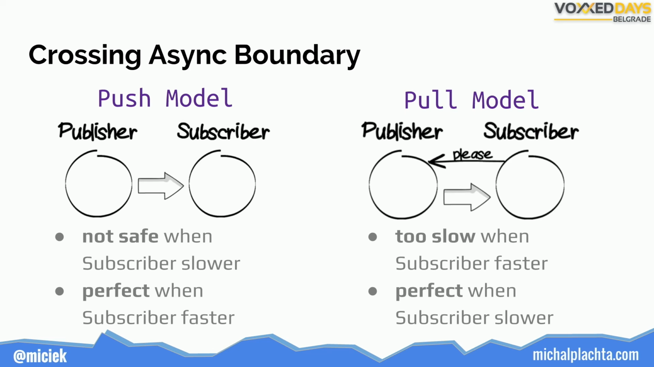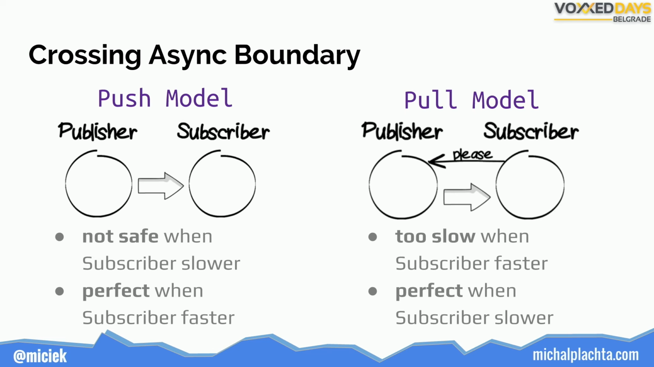However, this model is perfect when a subscriber is faster, right? Because the situation with the memory will never appear. The publisher can be very, very fast, but we know that the subscriber is faster. So we have a perfect solution because the system works as fast as possible with no overhead.